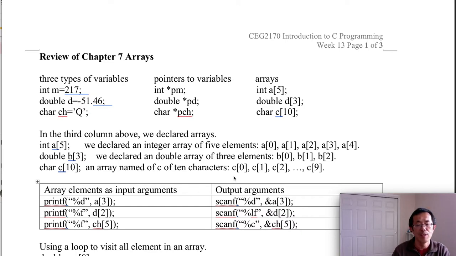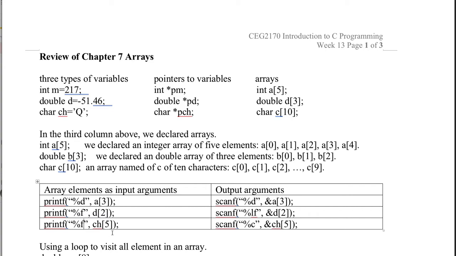So accordingly, when you want to put an array element as an input for a function, just put the entire thing, the array name followed by the index, as a variable in the function. Very similar thing. Okay, printf. We want to print out the element A3, the element D2, and the element CH5. Actually, I should make a correction here for the placeholder of character. It is %c. Okay. Print out one character.